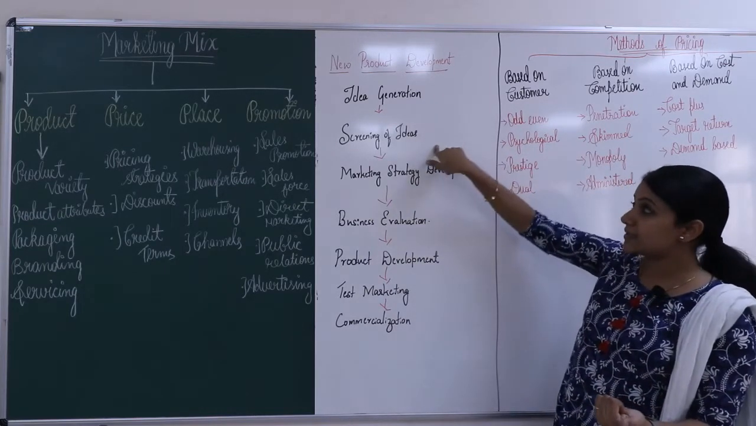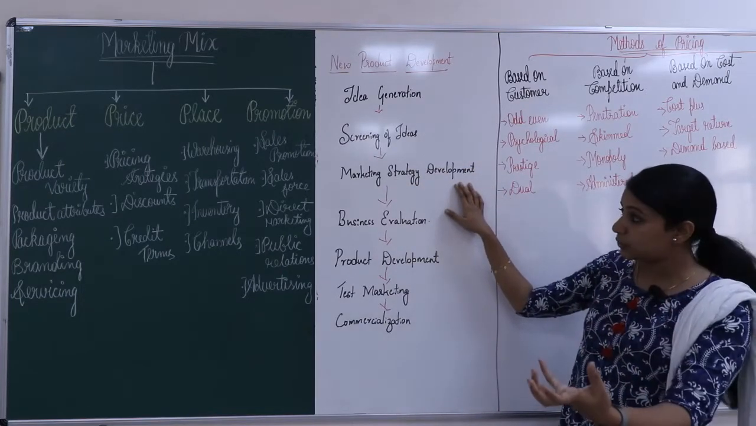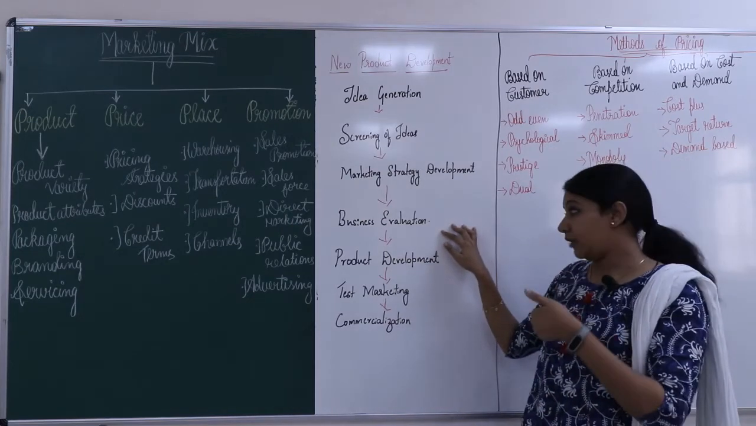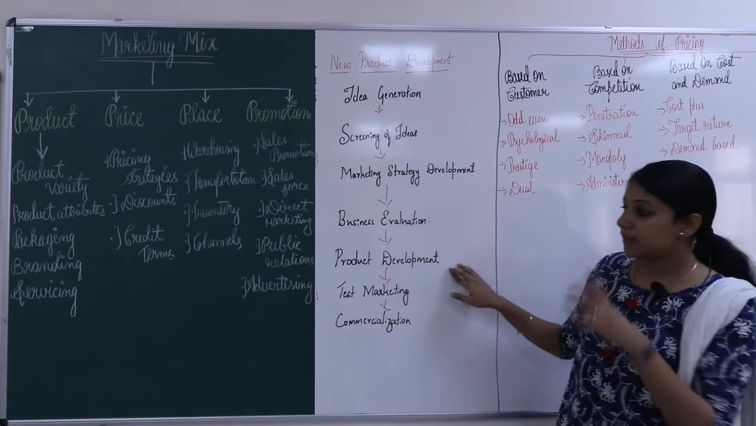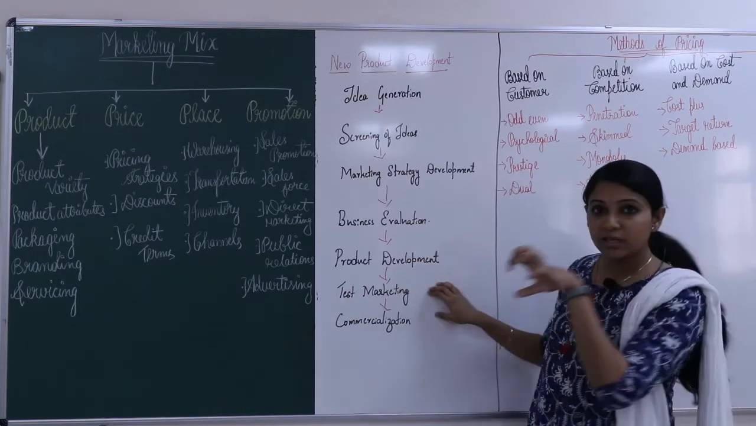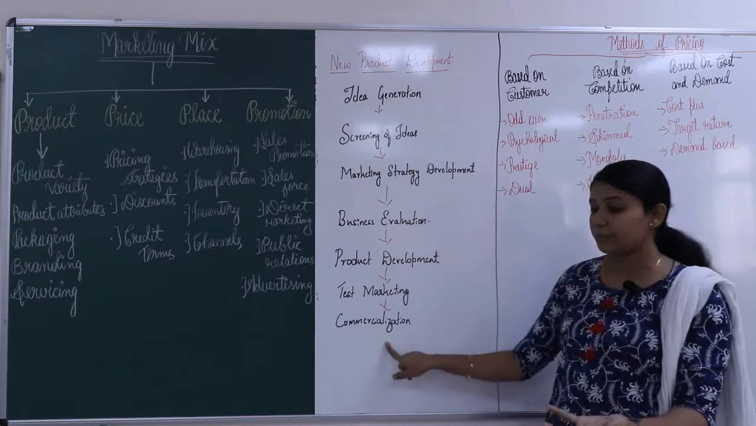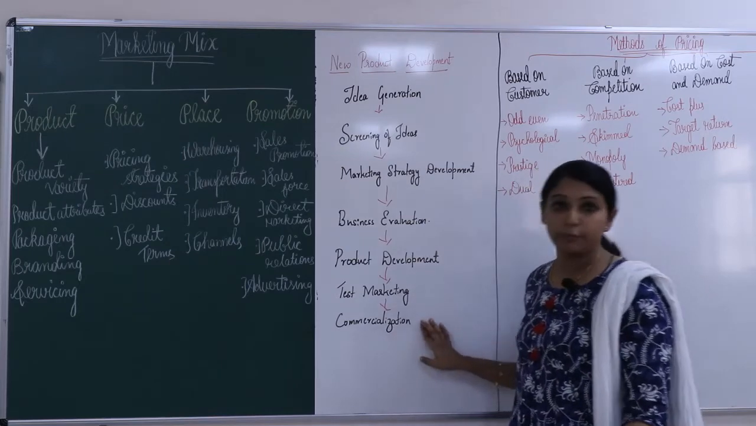Out of the ideas, I screen and select the best. I develop a strategy of how to sell this product. In business evaluation, I'm going to think about the cost of manufacturing the product, the profit and the sale. In product development, I'm going to make a prototype. In test marketing, I'm going to give it to a small number of consumers to see how they react to the product. If I'm satisfied, the last step is commercialization, which is to sell it to a large set of people.